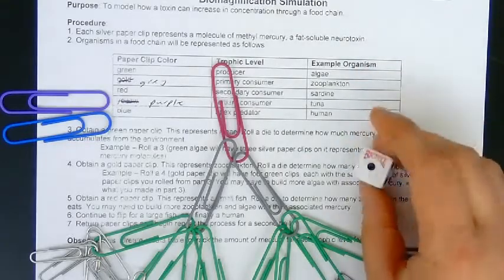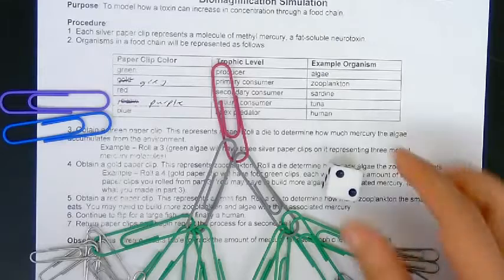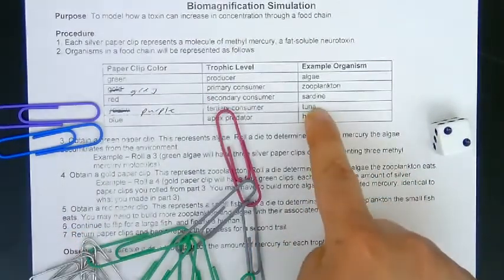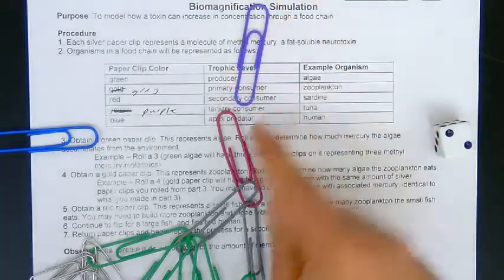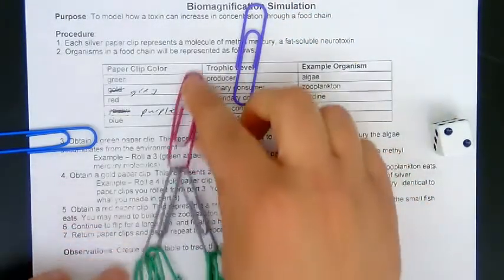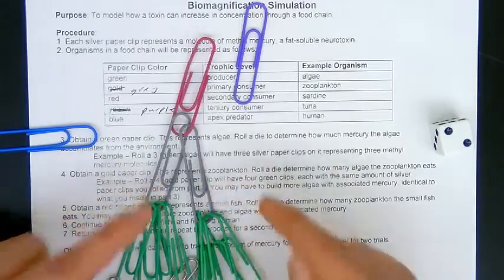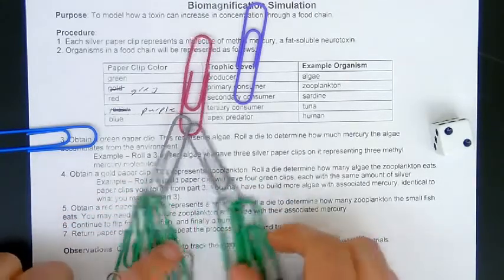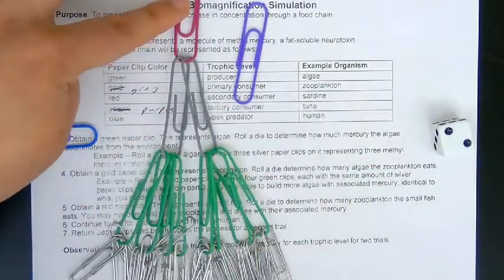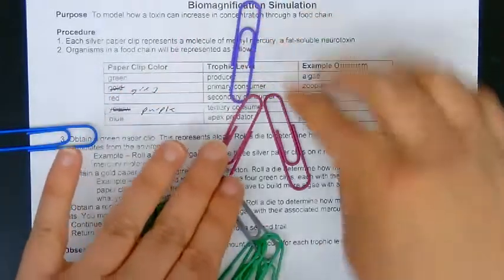And we're going to keep going. Make it easy. I'm going to pretend that I rolled a 2 again. So if I roll a 2 again, that means this tuna, which is going to be purple, is going to eat 2 sardines. Each sardine has eaten 2 zooplankton. Each zooplankton has eaten 4 algae. Each algae has 4 units of mercury. So I have to copy this again because my tuna is eating 2 sardines.